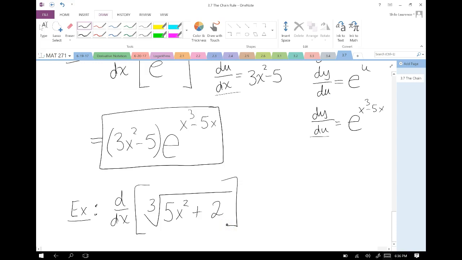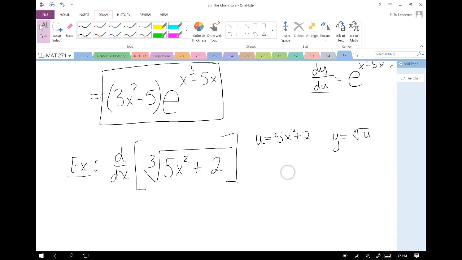The derivative of the cubed root of 5x squared plus 2. So u is going to be 5x squared plus 2. That's the inside stuff. And if we replace that, all we're left with is y equals the cubed root of u, which we can easily take the derivative of if we rewrite cubed root as a power. So du dx is 10x.